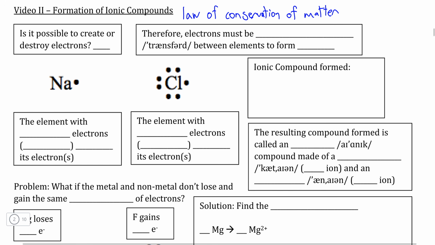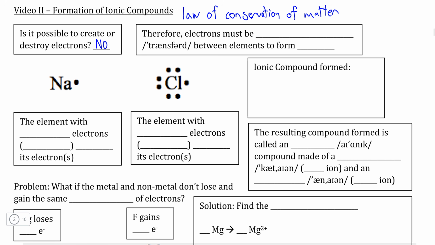So the word conservation in this case means to preserve or to keep the same. Now, the law of conservation of matter simply states that on Earth, it is basically impossible for us to create or destroy atoms as well as all of the particles that make up atoms, including electrons.